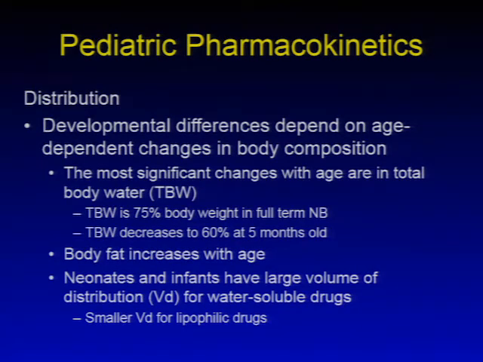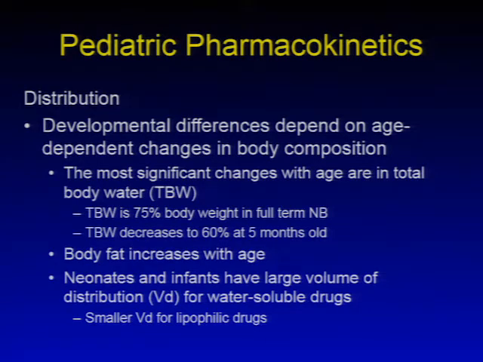Physiologic changes in multiple organs and organ systems during development are responsible for age-related differences in drug disposition. The body composition affects distribution for the most part, and the most significant changes with age are in the total body water. The total body water is 75% of body weight in a full-term newborn, and as a child ages and becomes an adult, the total body water decreases. By 5 months old, total body water decreases to 60%. On the other hand, body fat increases with age.